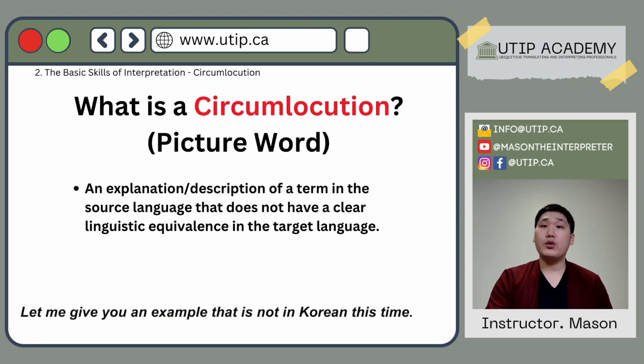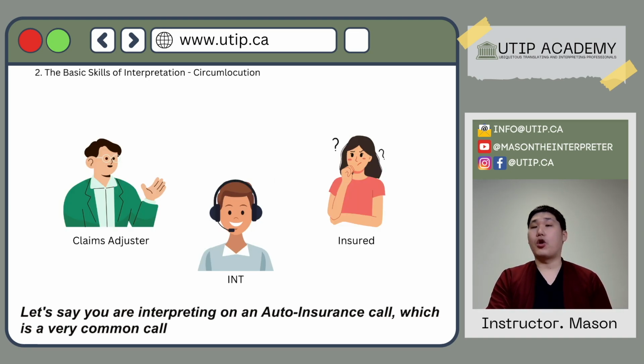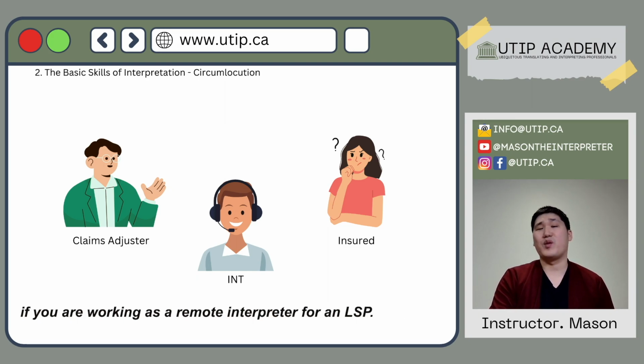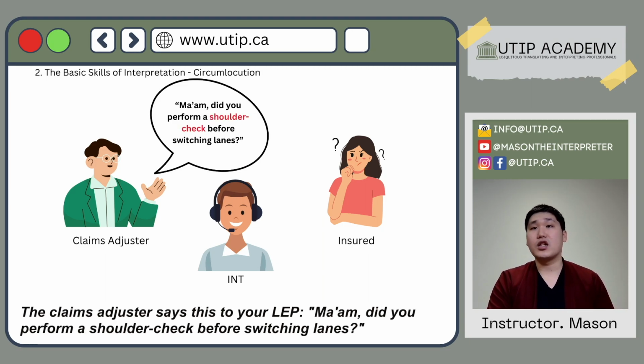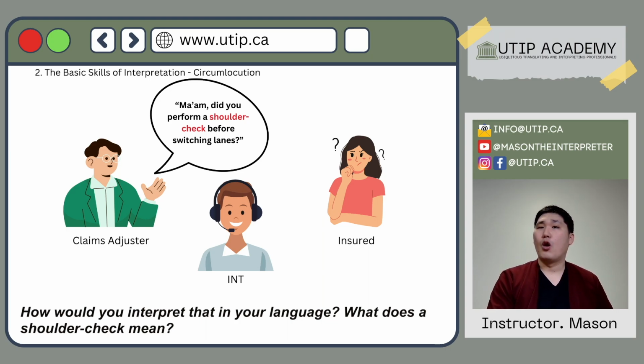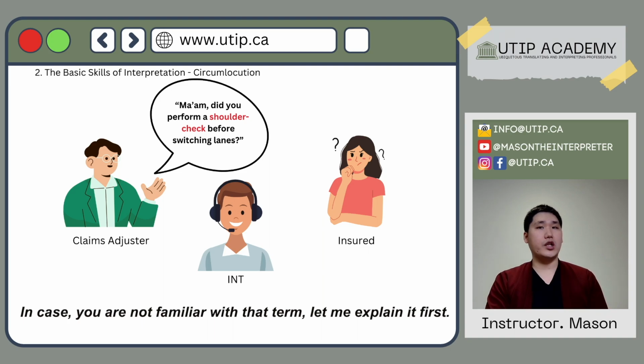Let me give you an example that is not in Korean this time. Let's say you are interpreting on an auto insurance call, which is a very common call if you are working as a remote interpreter for an LSP. The claims adjuster says this to your LEP. Ma'am, did you perform a shoulder check before switching lanes? How would you interpret that in your language? What does a shoulder check mean? In case you're not familiar with the term, let me explain it first.